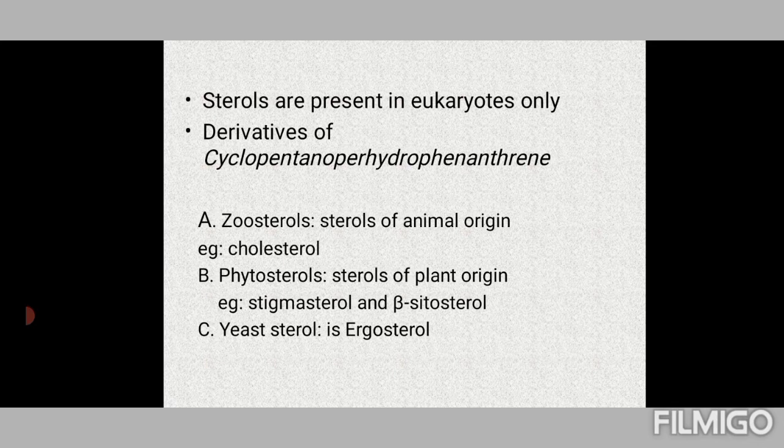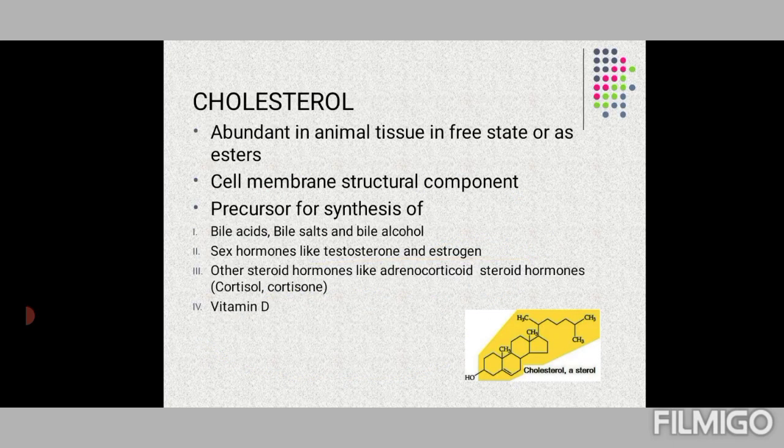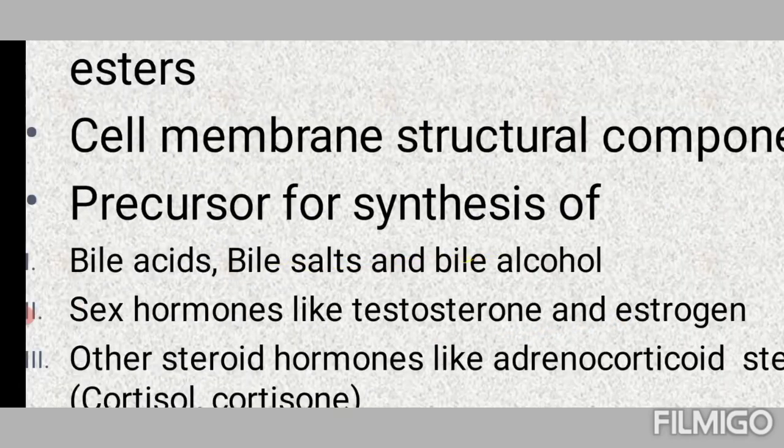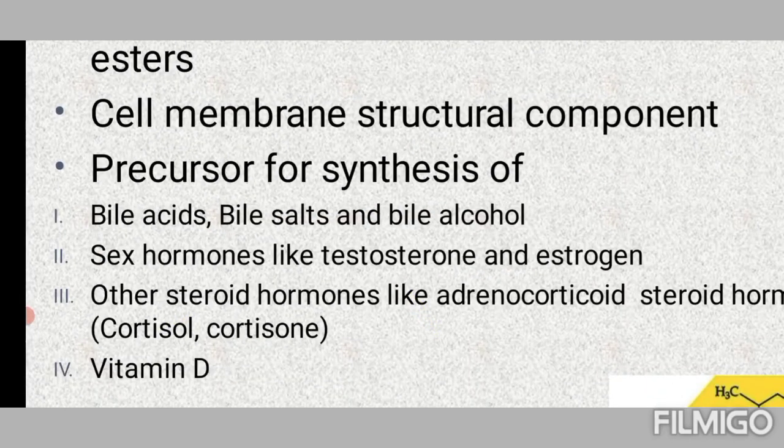Now, sterols are present in eukaryotes only, so they can be of plant origin or animal origin, and this is often described as the derivatives of the cyclopentanoperhydrophenanthrene ring system. As I said, zoosterols are of animal origin, phytosterols of plant origin, then yeast origin as ergosterol, and then cholesterol. Now, cholesterol is abundant in animal tissue in the free state or as esters attached to fatty acids. Regarding function, they are a structural component of the cell membrane, an integral member of the cell membrane along with phospholipids, fatty acids and others.